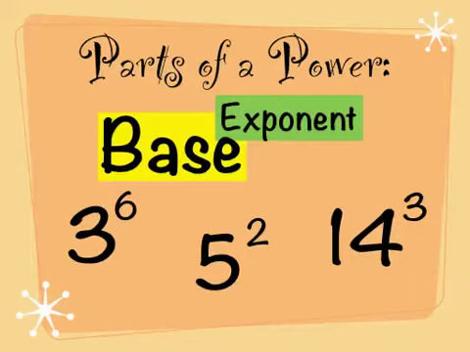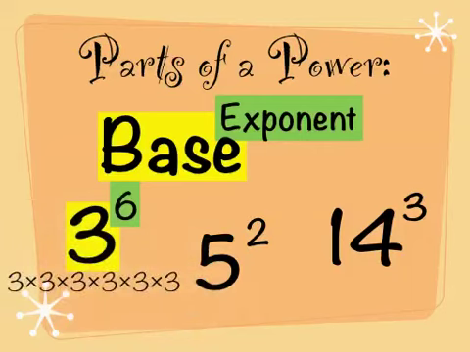So if you look at these examples, we have 3 to the 6th power is how you would read it. 3 would be considered the base. The exponent would be 6, which means we're multiplying 6 3's together. So written out as a product of repeated factors, 3 to the 6th is the same as 3 times 3 times 3 times 3 times 3 times 3.